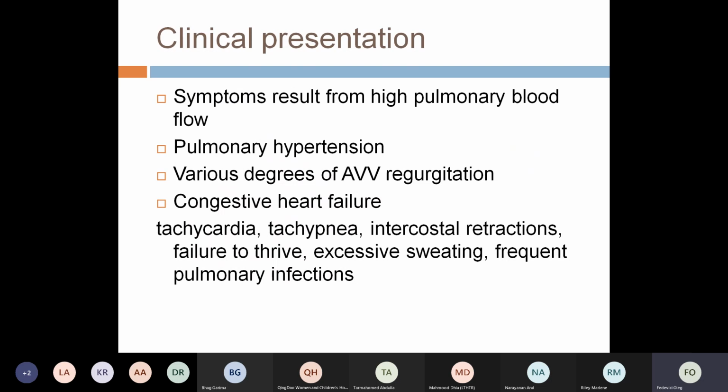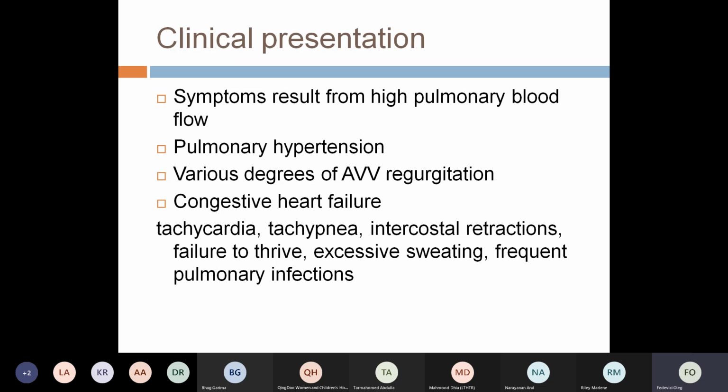So clinical presentation, as you know, is symptoms resulting from high pulmonary blood flow. It's pulmonary hypertension. It's various degrees of AVV, atrioventricular valve regurgitation, and congestive heart failure with tachycardia, tachypnea, intercostal retraction, failure to thrive, and all this stuff.